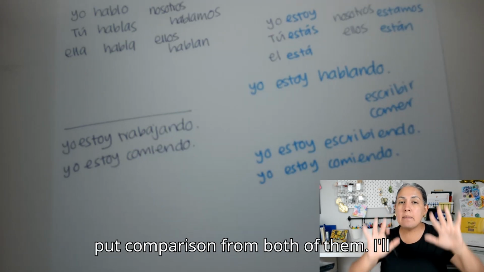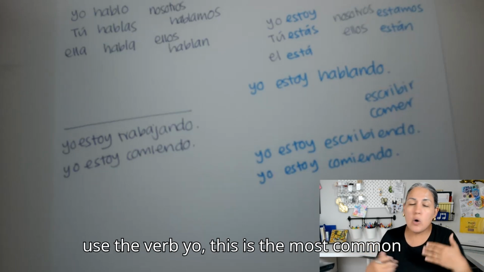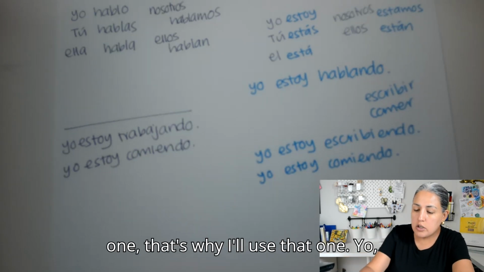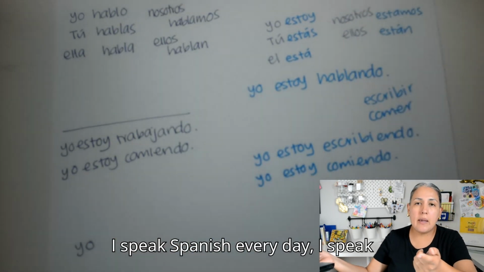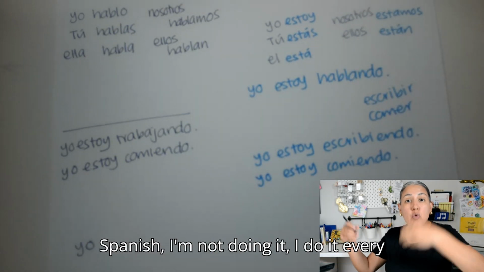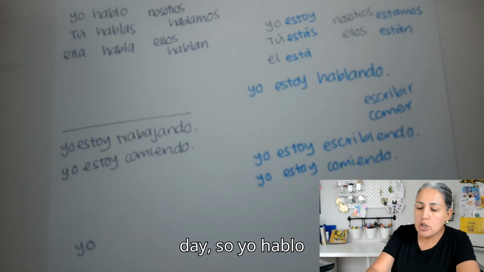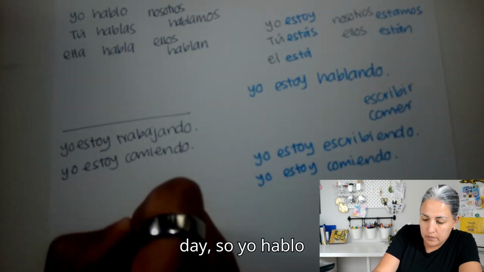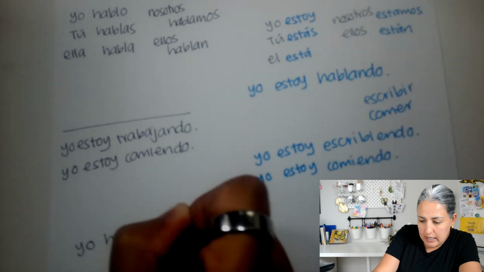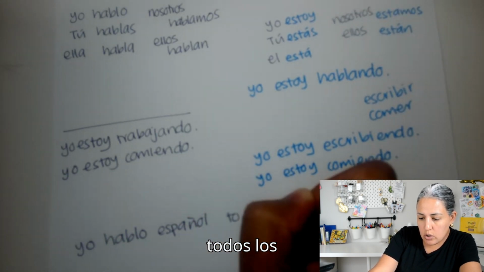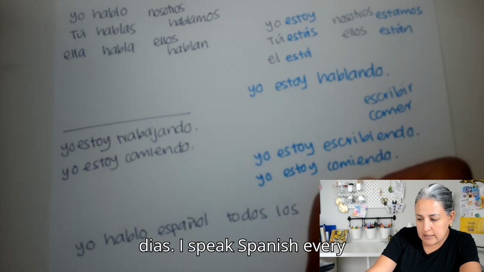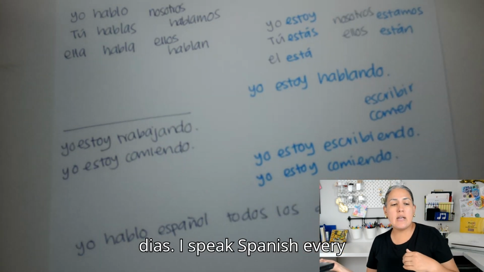So I'll put a comparison of both of them. I'll use the verb with yo. This is the most common one. That's why I'll use that one. Yo, I speak Spanish every day. I speak Spanish. I'm not doing it right now. I do it every day. So yo hablo español todos los días. I speak Spanish every day.